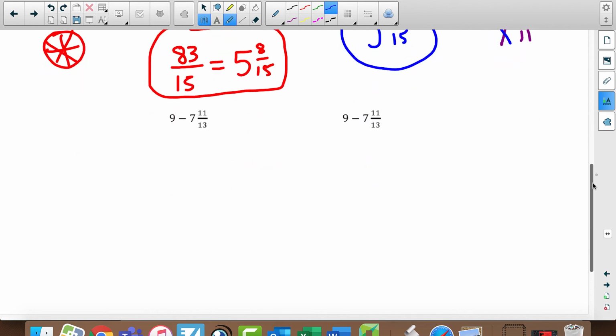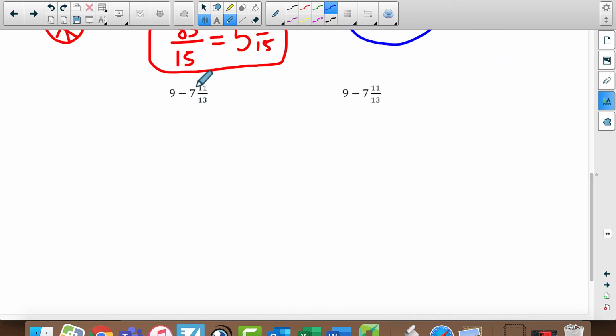Okay, last one here. If we were subtracting this, if you were doing this by switching it to improper, you'd want to make this 9 an improper fraction too. How would you do that? You'd make it 9 over 1. You can always put a whole number over 1. Minus, 7 times 13, that's 91, plus 11, that's 102. See, that's not easy. Over 13.